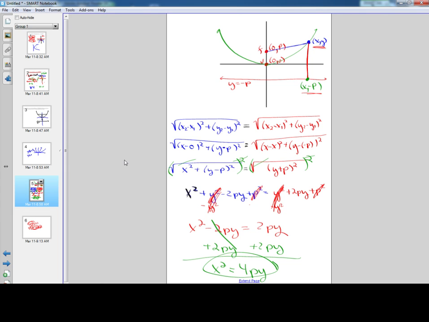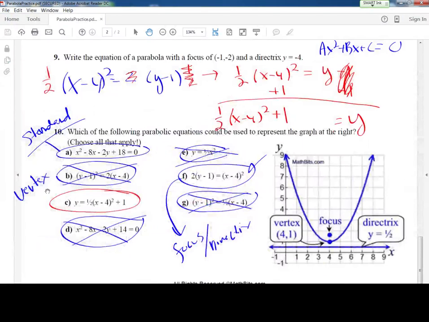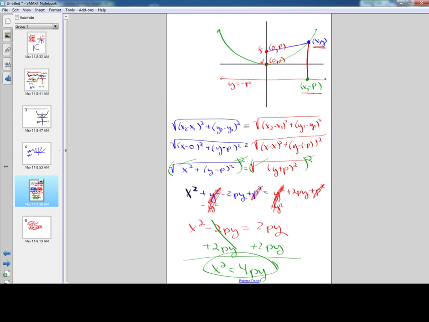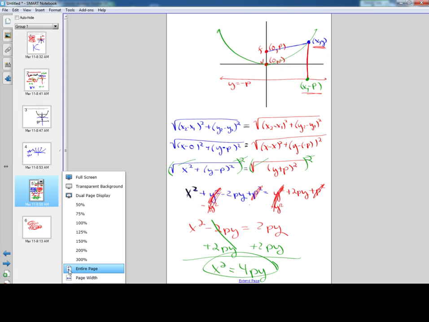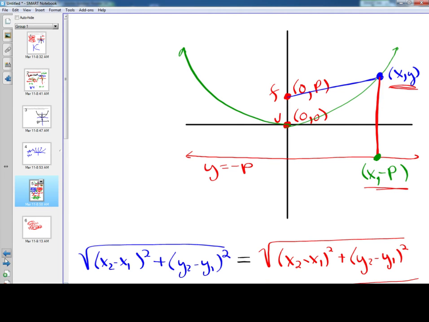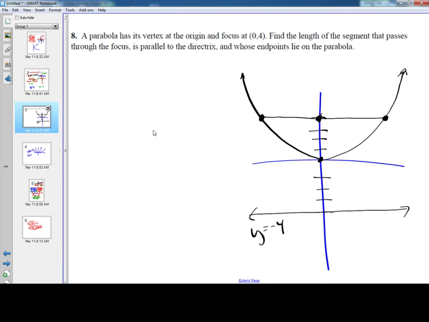Okay, so are we good? I just realized that even though I did the proof, it really doesn't help you with number 8. I thought it might have cleaned stuff up, but here's what I know. So let me give you a hint at least, okay? I know that this is a vertical parabola, so it has to follow the form of x squared equals 4py, correct? And I know that this distance is 4. So that means that it's x squared equals 16y.